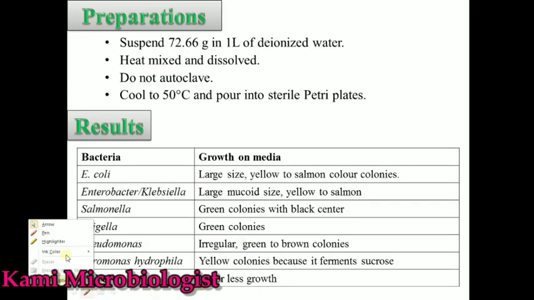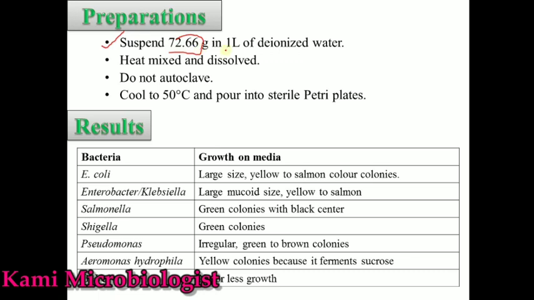Let's talk about how we can prepare this media. To prepare this media we have to use 72.66 grams of the powder and mix it into 1 liter of distilled water. Then we have to heat, mix and dissolve it instead of autoclaving, because we do not autoclave this media. If we autoclave, all the ingredients will be disturbed. After heating and dissolving, we have to cool it to 50 degrees Celsius. After reaching 50 degrees Celsius, we pour it into petri plates.